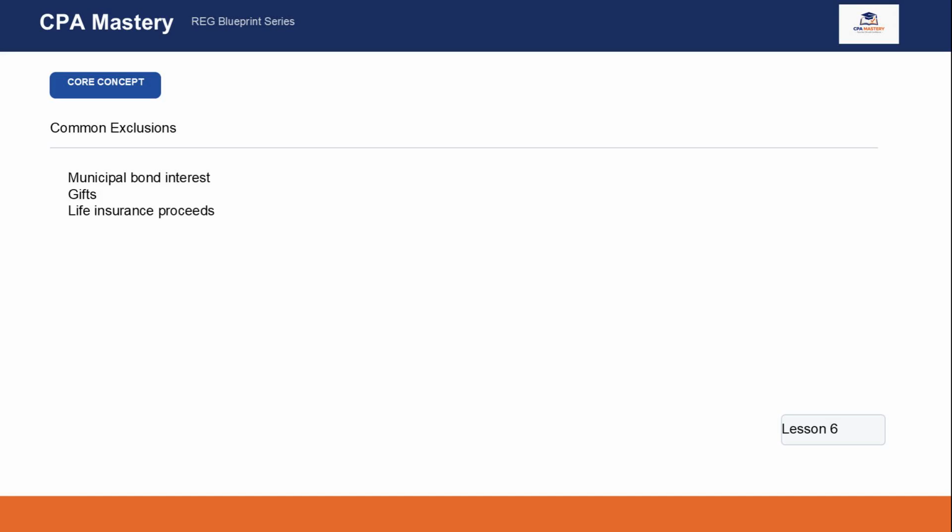The CPA exam frequently tests several well-known exclusions from gross income. Municipal bond interest is one of the most common examples. Interest earned from bonds issued by state or local governments is generally excluded from federal income tax. Gifts received from other individuals are also excluded from gross income for the recipient. Finally, life insurance proceeds paid because of the death of the insured person are generally excluded as well.